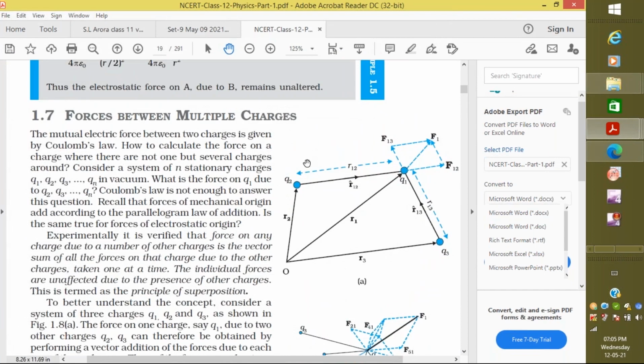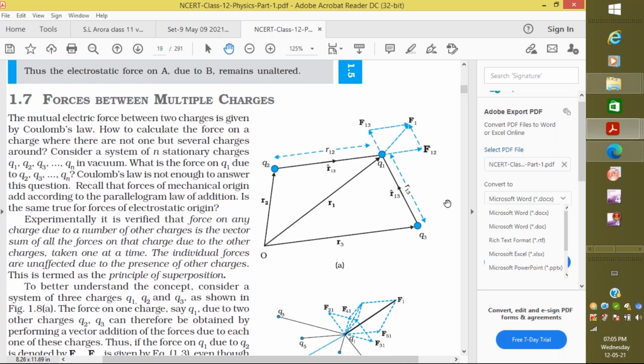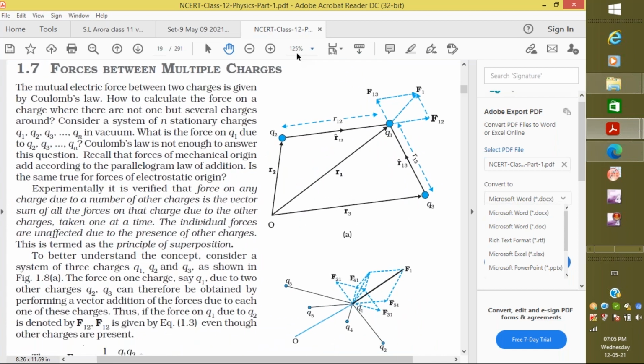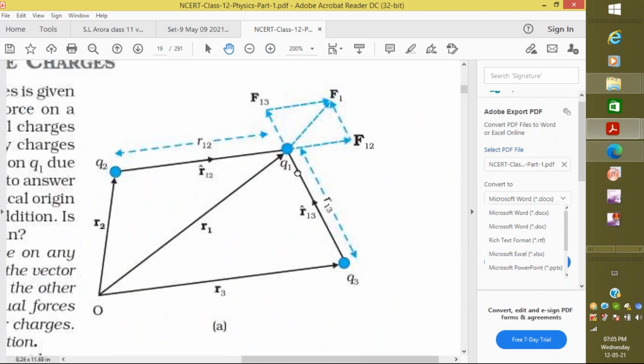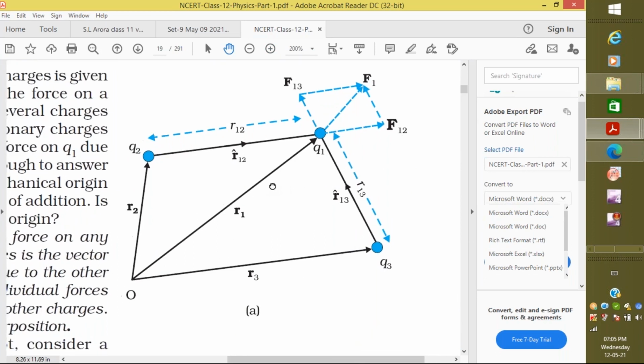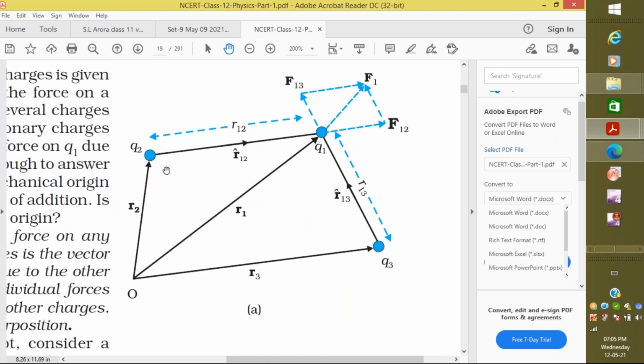So we have learned so far electric forces, or Coulomb forces, for two charges. But suppose there are many charges. Look here in this figure. I'll enlarge it. In this figure, there are three charges, Q1, Q2, and Q3. So how do you find out the Coulomb force in that case?